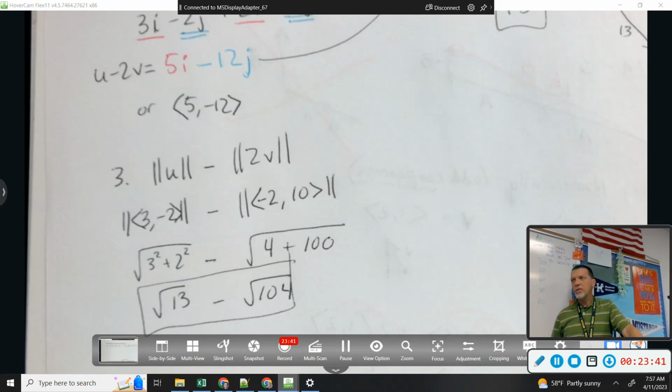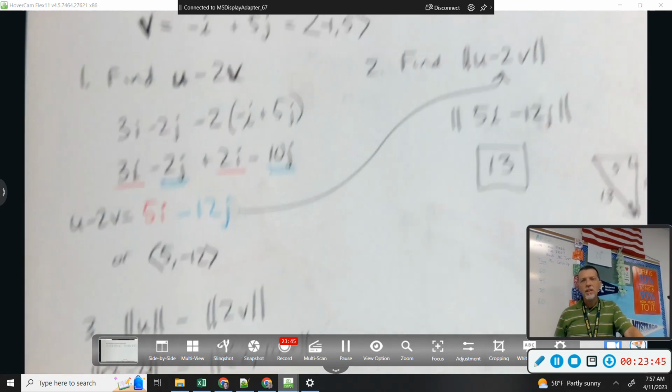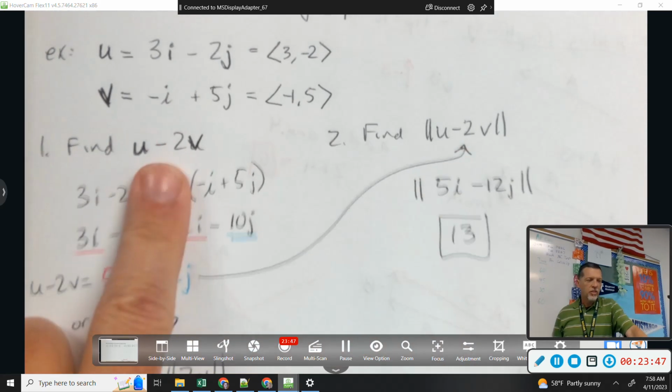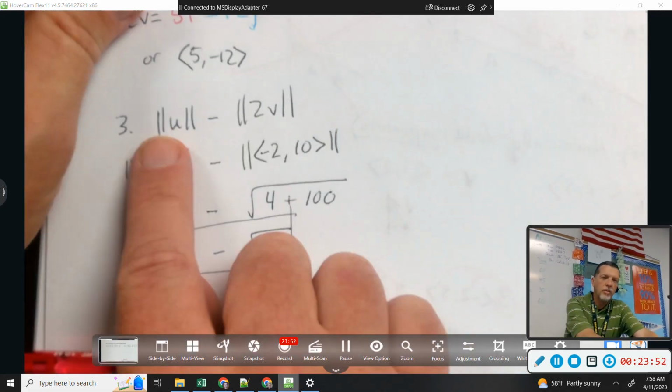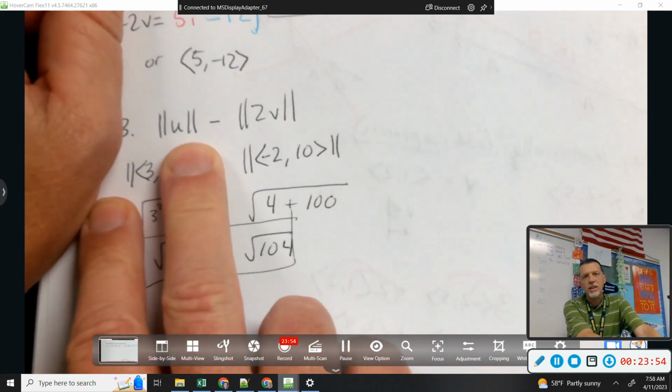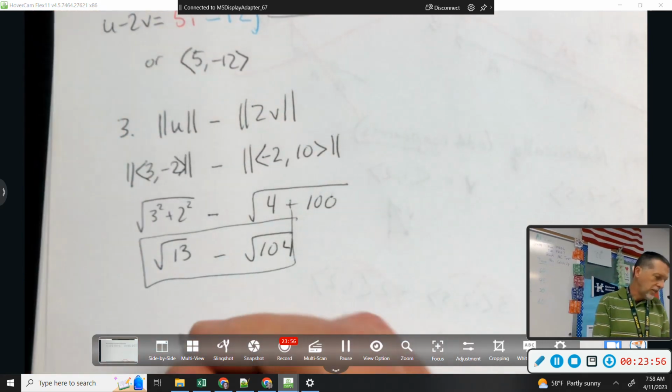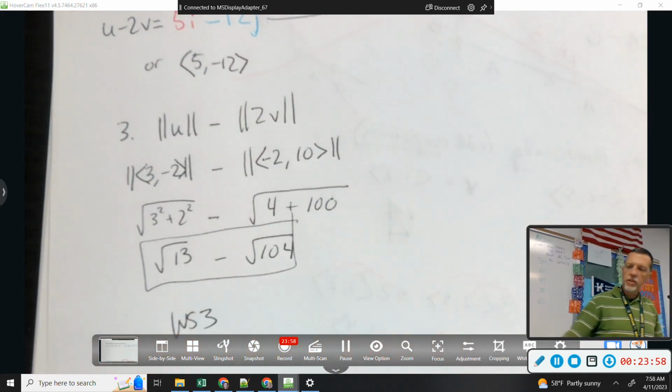So be careful what's asked. It's those 3 things that sort of confuse people. Here we found just the vector, then we found the length of that vector. But this last one we found the lengths first and then subtracted. So be careful when you're on worksheet 3.